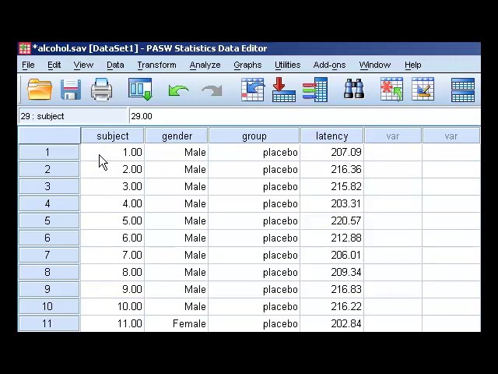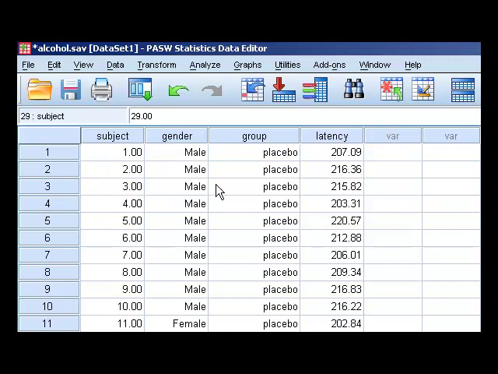So this first line can be read as: participant 1 was a male who had no alcohol, or a drink that was not alcoholic, which the participant may have believed to be alcoholic. The latency of their response, in this case a simulated driving task where the participants were asked to respond to a red light by pressing a brake pedal as quickly as possible, was 207 milliseconds.